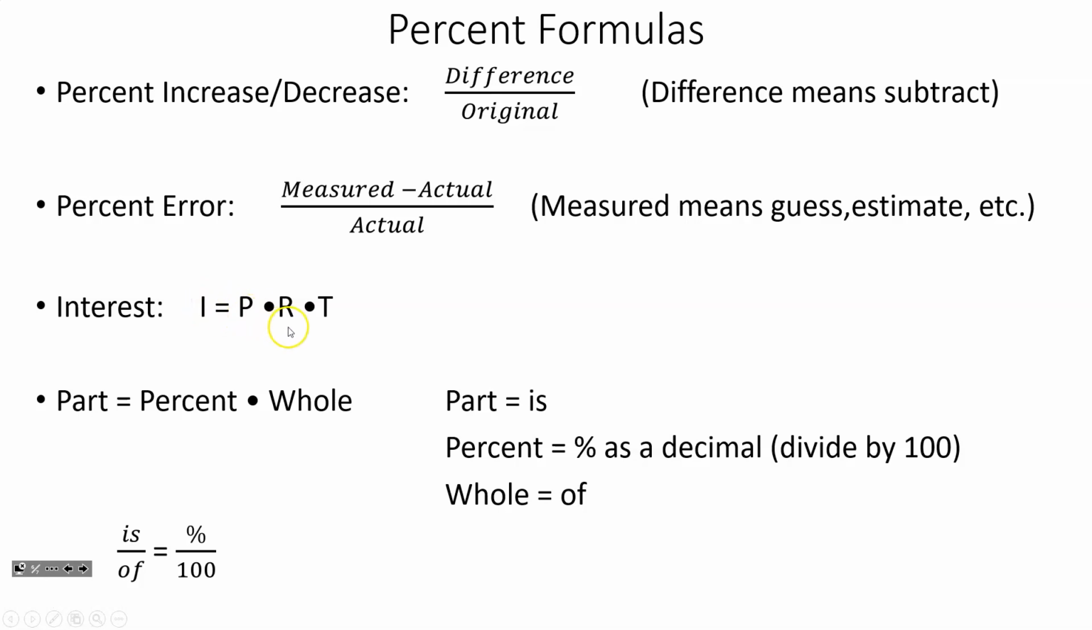Interest is the I P R T. I stands for interest. P is your principal. It's what you start with. The R is your rate. That's your percent. Remember to divide it by 100. And the T is your time.